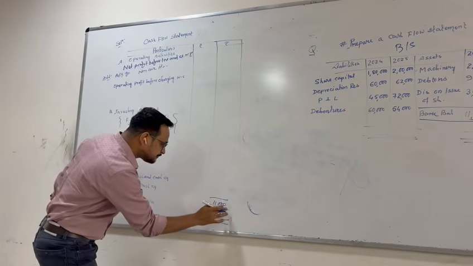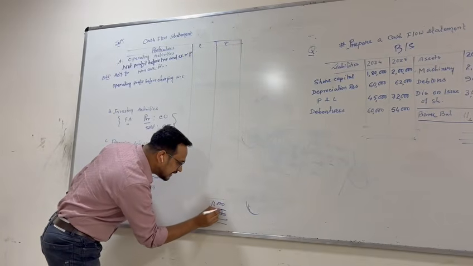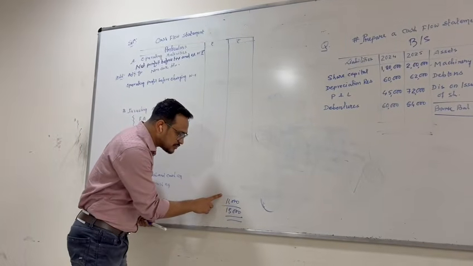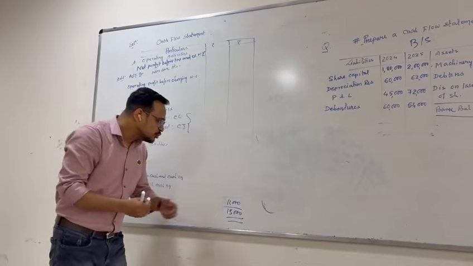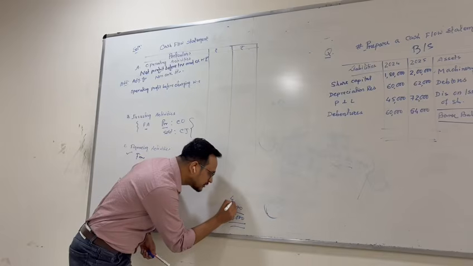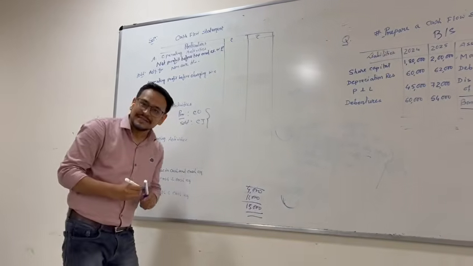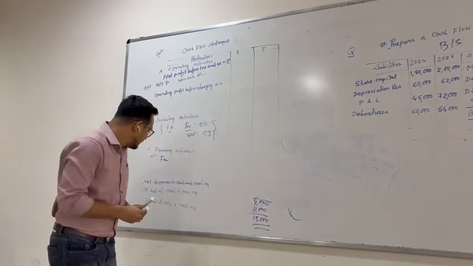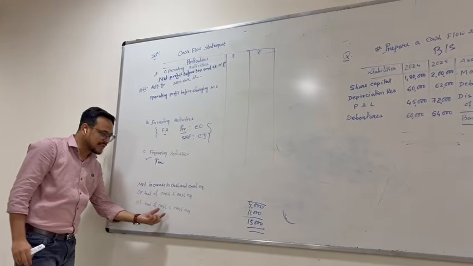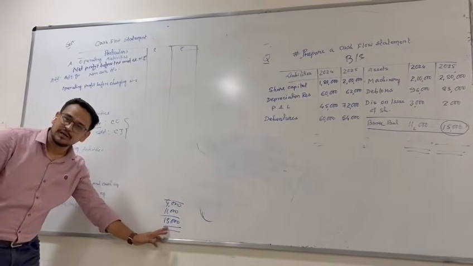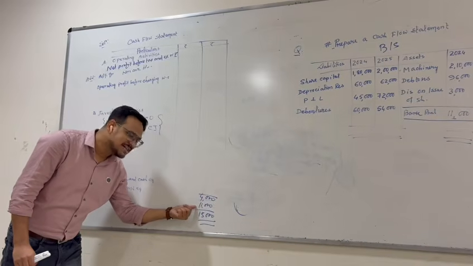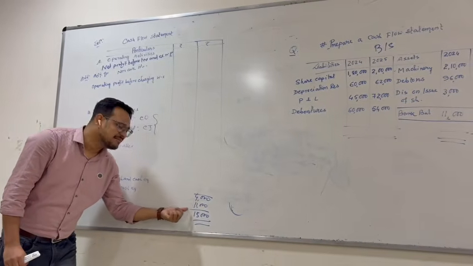So now you tell me, 11,000 is the opening. What is the net change? 15,000 less 11,000. What amount do I need to add to get 15,000? 4,000. If I add 4,000, then we get 15,000. So 4,000 is called the net increase in cash and cash equivalent. It's simple. The closing balance of cash equivalent given in your question paper is 15,000. The opening balance is also given, 11,000. So the net change is 4,000. 4 plus 11 is 15,000.